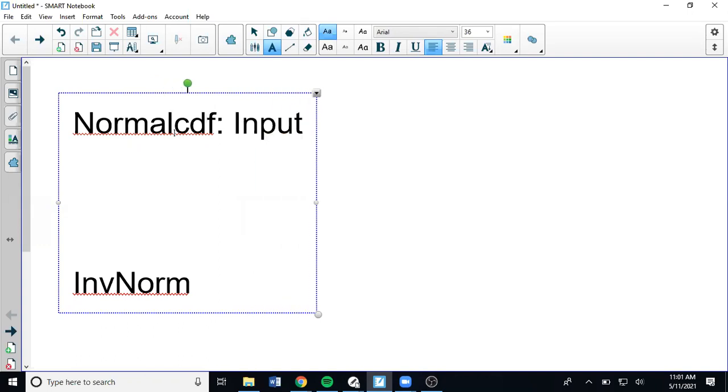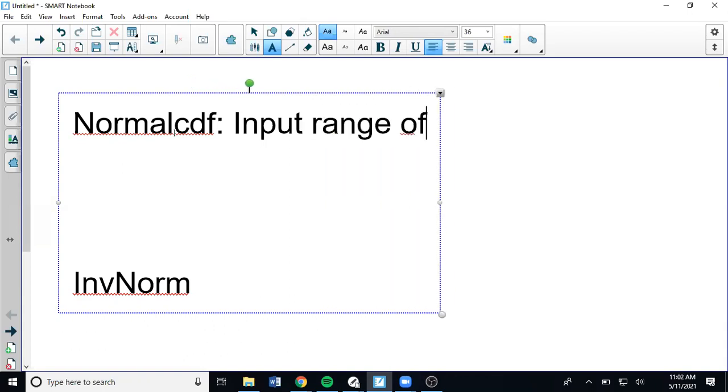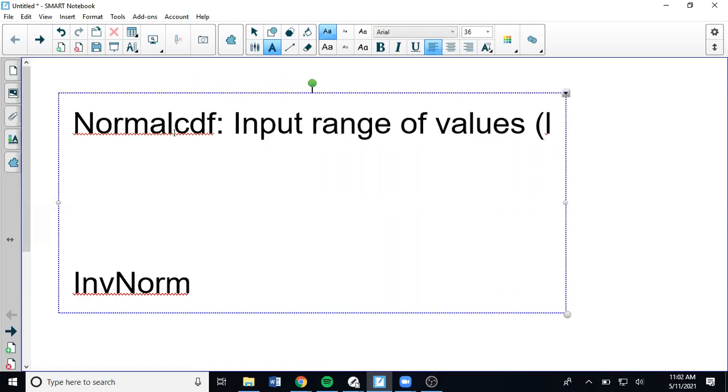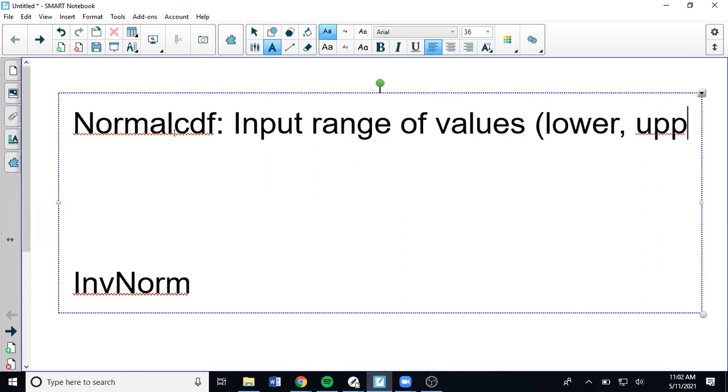For normal CDF, I want you to think about what is the input. What are you putting into normal CDF? And what is it giving you out? So in normal CDF, what are the things that it's asking you for? Lower and upper and mean and standard deviation. So the input is a range of values. In other words, lower, upper.